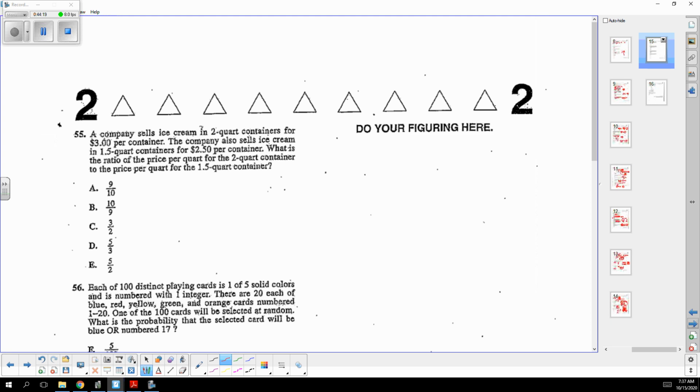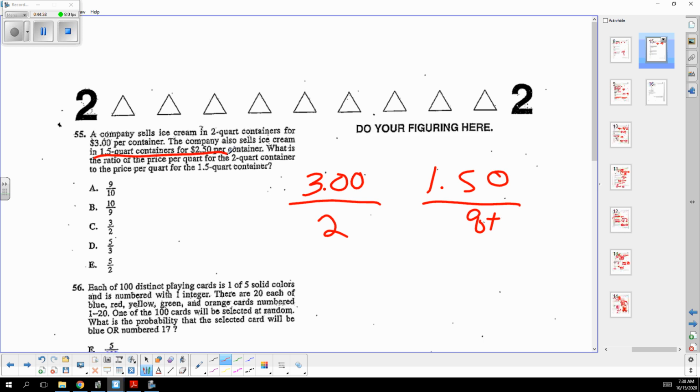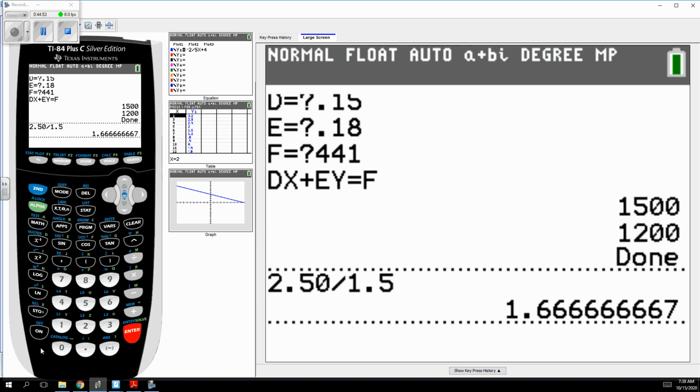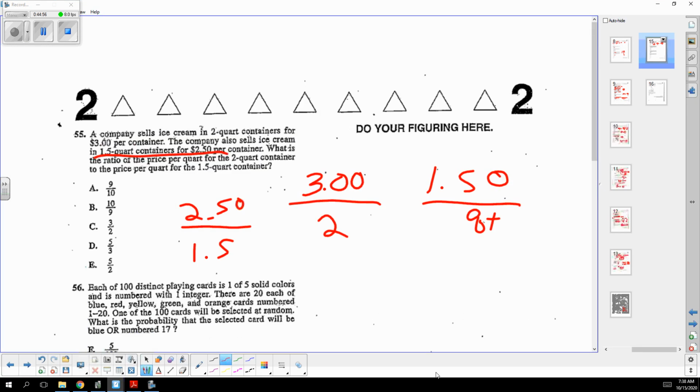This is just price per quart. Doesn't belong at the end of the test. So $3 for 2 quarts. The first one is $1.50 per quart. It also sells 1.5 quart for $2.50. So how much is that? I need a calculator. In my old age, that's 250 divided by 1.5, is 1.66 a quart.